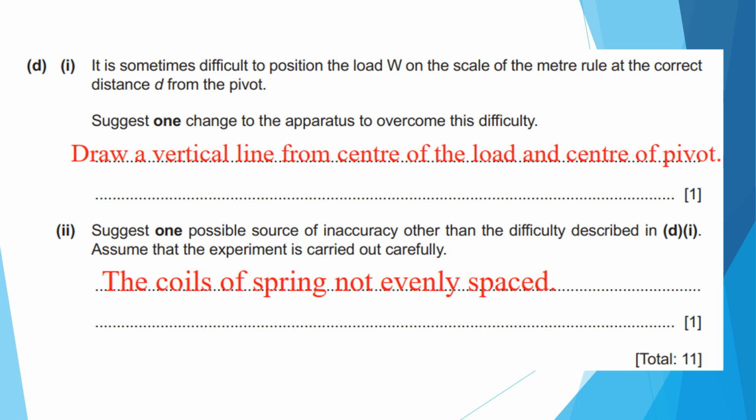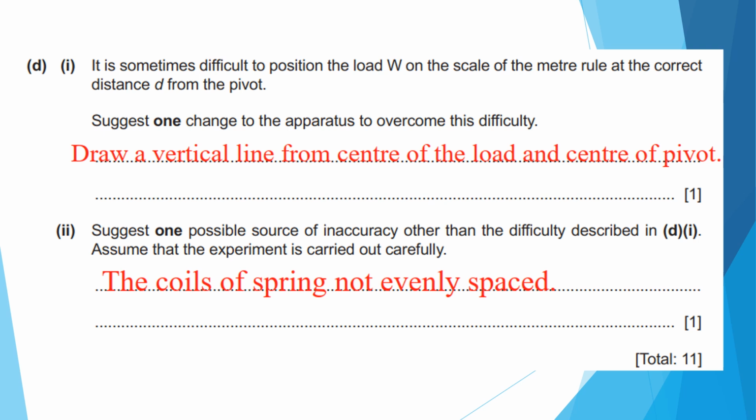Actually, from the tabular readings, distance is mentioned in centimeters. From the pivot, we need to find the distance. So the distance should be exactly perpendicular. So what we need to do is draw a vertical line from the pivot. From the pivot, we need to draw exactly a perpendicular line.